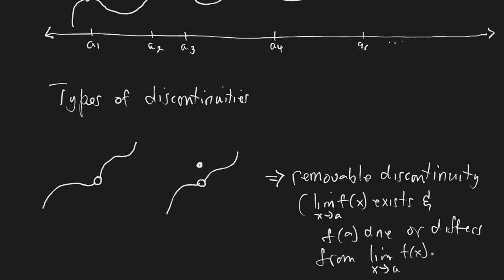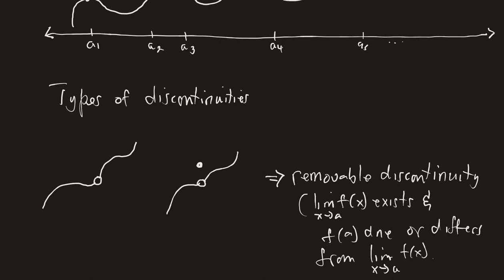All right? So in one word, if I were to give you one simple word that would correspond to having a removable discontinuity, it's the presence of a hole. So there's a hole in your graph. Okay, so that's the first one. And like I said, this is the one that seemingly is closest to being a continuous function. It's just missing at a single point.